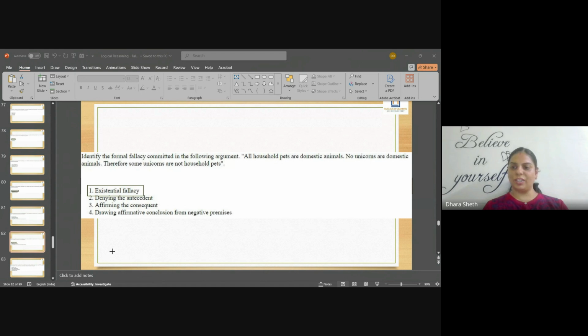It is an existential fallacy. Unicorns do not exist. Also, drawing affirmative conclusion from negative premises will not be applicable here because the conclusion is negative. Some unicorns are not household pets. So the conclusion drawn is negative.